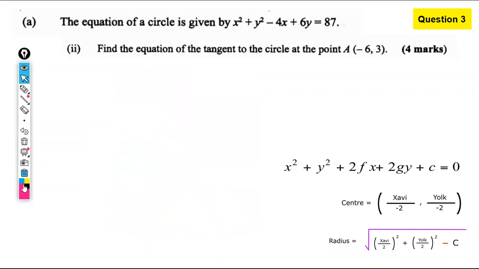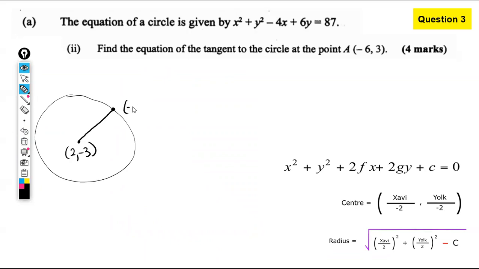I just want to get a better drawing before I start here, right? Remember you had the circle over here. Oh, that's a terrible circle. Right. The center of the circle was how much again? It was 2, minus 3. And there was this point on the circle they gave you, point A, which was minus 6, 3.